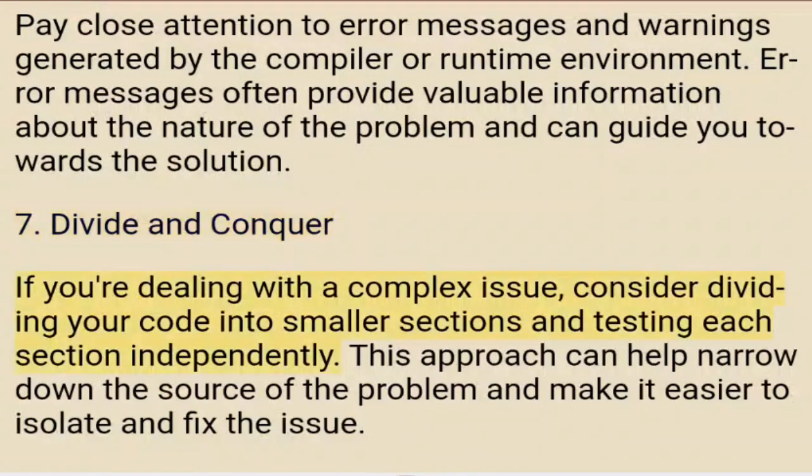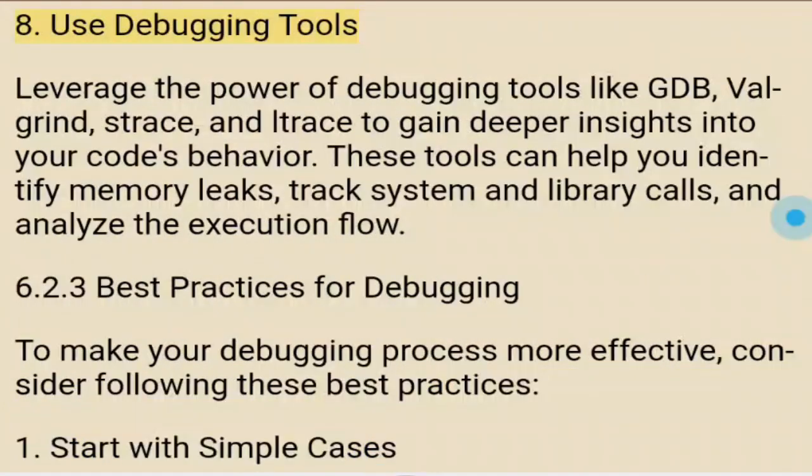7. Divide and conquer. If you're dealing with a complex issue, consider dividing your code into smaller sections and testing each section independently. This approach can help narrow down the source of the problem and make it easier to isolate and fix the issue. 8. Use debugging tools. Leverage the power of debugging tools like GDB, Valgrind, Strace, and ltrace to gain deeper insights into your code's behavior. These tools can help you identify memory leaks, track system and library calls, and analyze the execution flow.